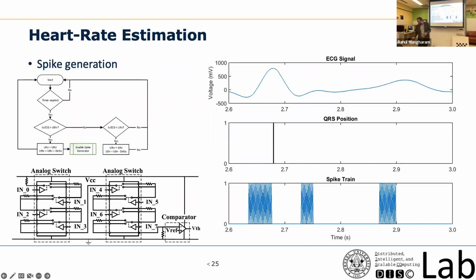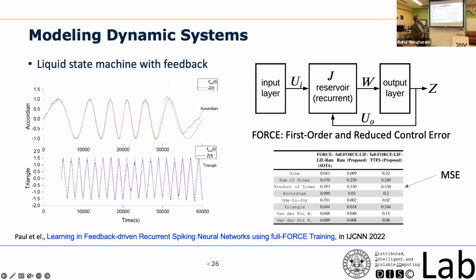The second application that we developed is dynamical systems. Here we used a similar architecture, a liquid state machine, but this time with feedback from the output to the reservoir. We tried to follow different types of signals. Basically the idea is to model or mimic dynamical systems, using a different kind of training called FORCE training. We showed that a reservoir network can be trained in a supervised manner as well.